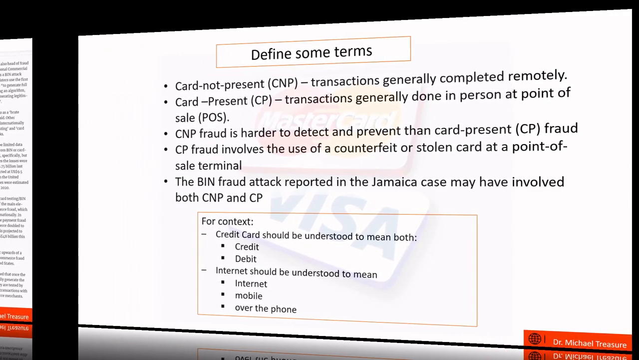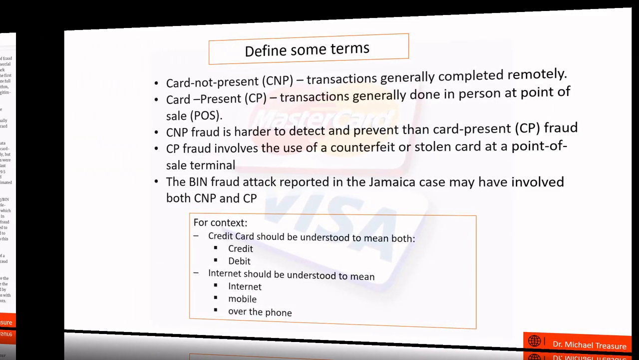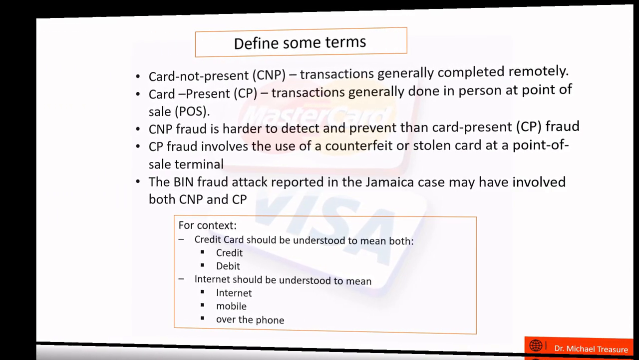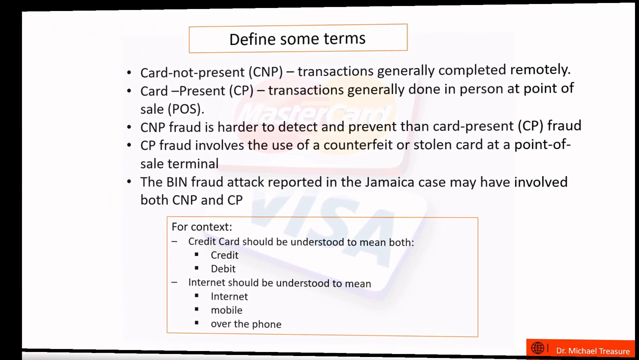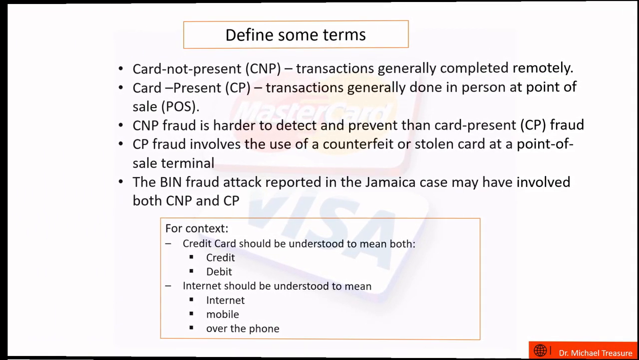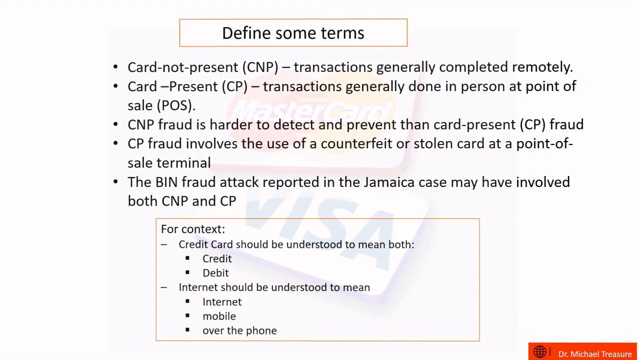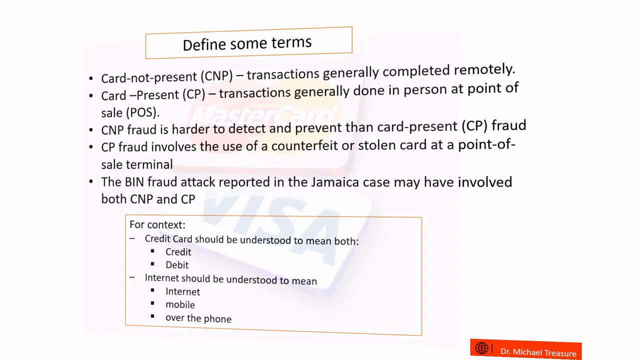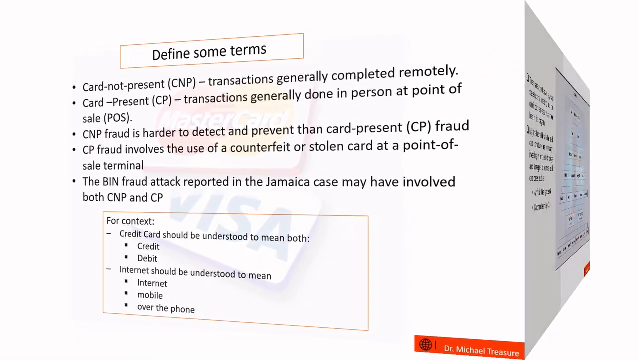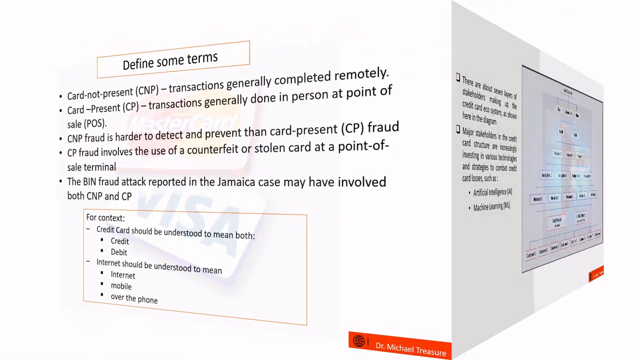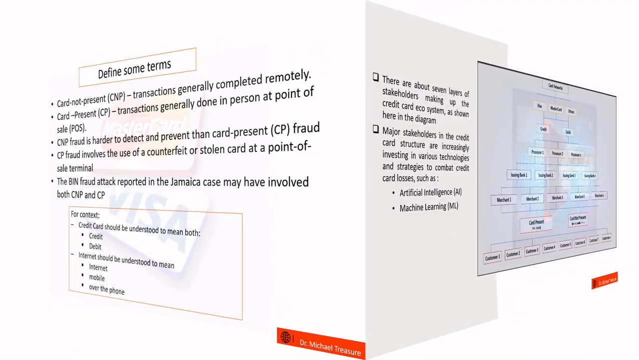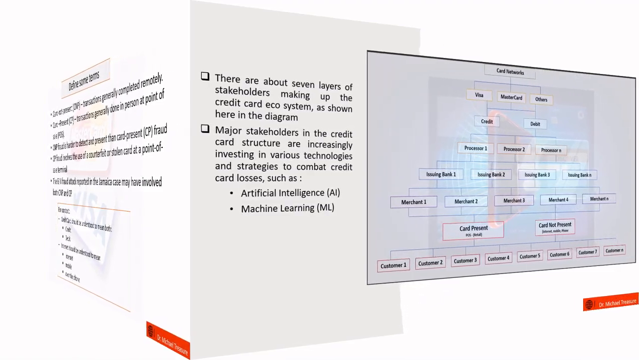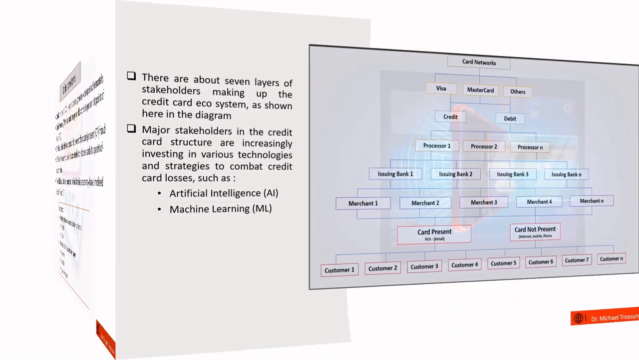Card present fraud involves the use of a counterfeit or stolen card at a point of sale. The BIN fraud attack reported in the Jamaica case may have involved both card not present and card present. Also, for context, credit cards should be understood to mean both credit and debit cards. And the internet should be understood to mean internet, mobile, or over the phone.